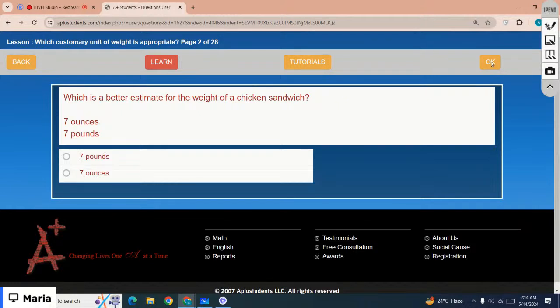Which is a better estimate for the weight of a chicken sandwich? That is 7 ounces and 7 pounds. Which is the correct option?